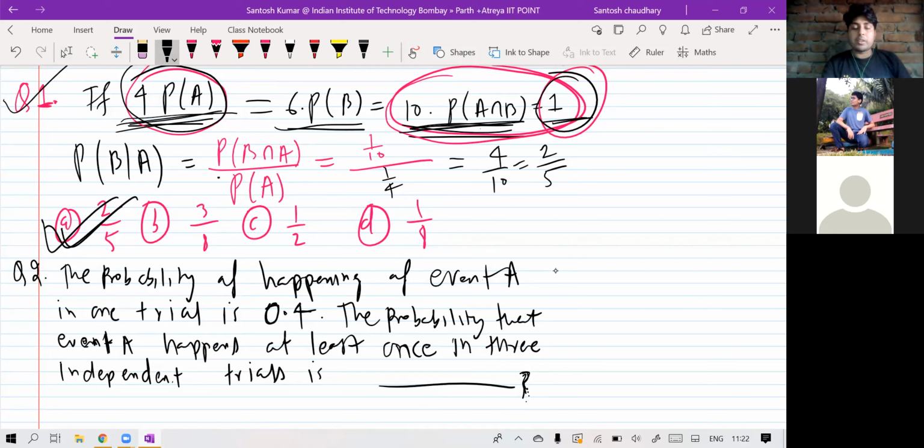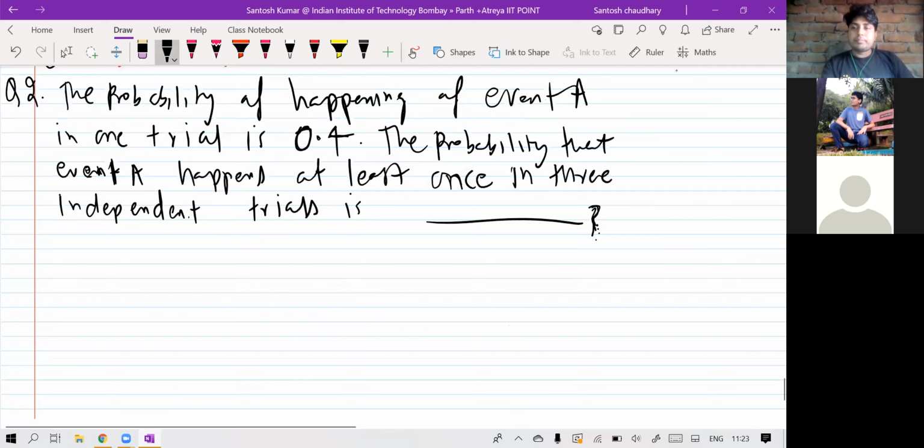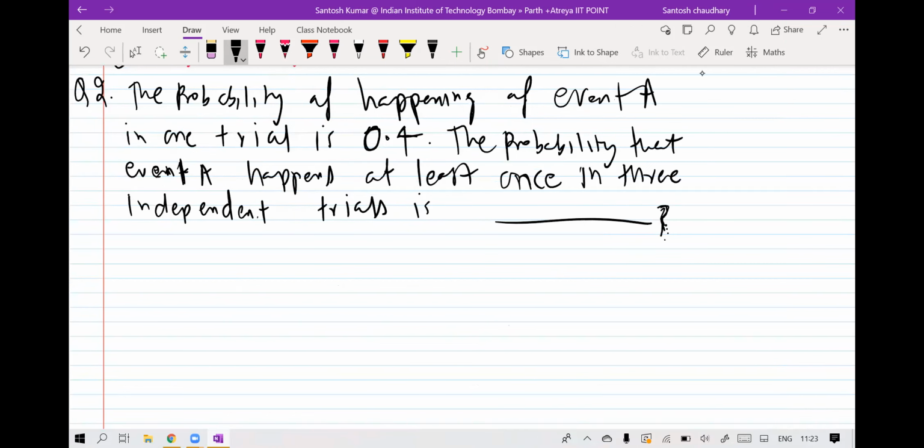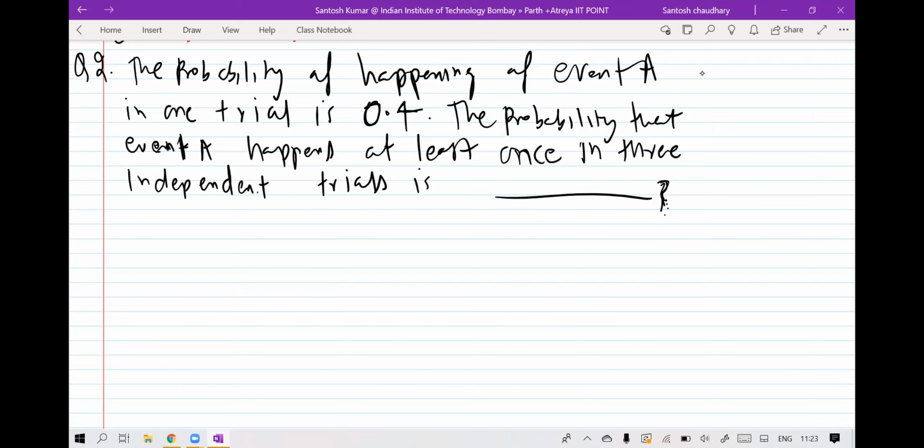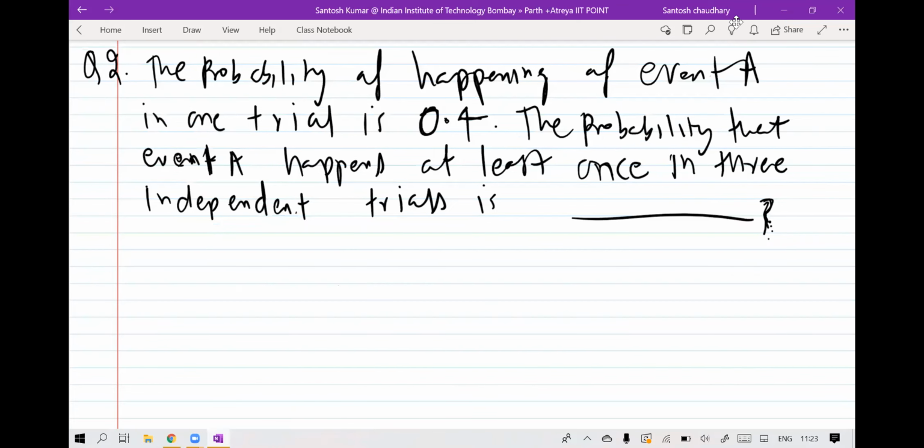So at least means union, right? Either once or twice or thrice. How will you approach this question? See, that is easy again. When you are trying an experiment for 3 times, you are doing a trial 3 times. How many times can event A occur?